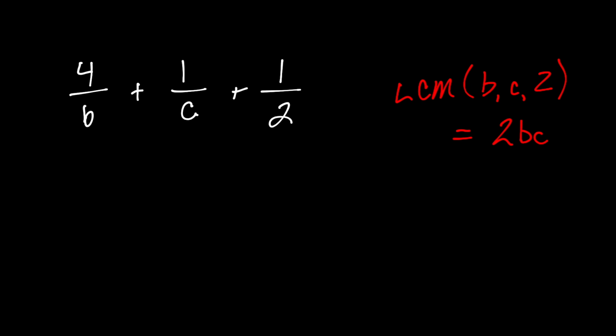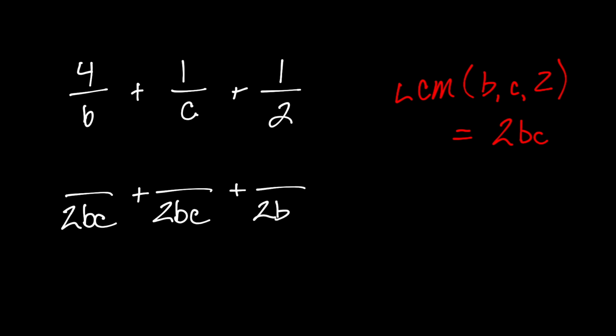So what I would like to do is rewrite these fractions with a common denominator of 2bc, 2bc, and 2bc. So it's really important, the bookkeeping part here. Make sure you do all these steps so that you don't make a simple mistake.